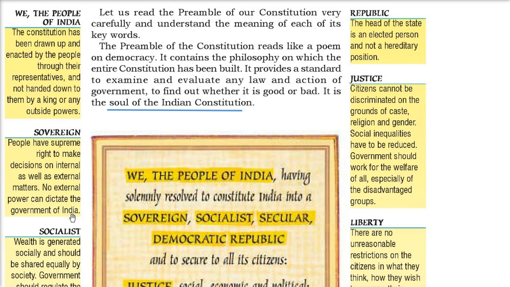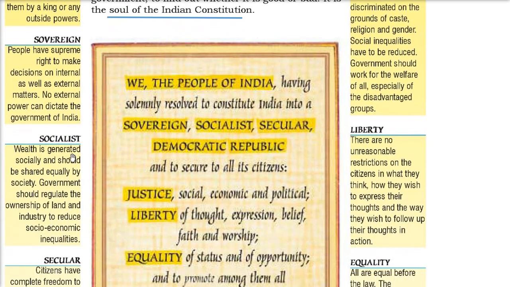No external power can dictate the government of India. Then socialist. Socialist means wealth is generated socially and should be shared equally by everyone, that is, all of society. Government should regulate the ownership of land and industry to reduce the socio-economic inequalities which are prevailing.